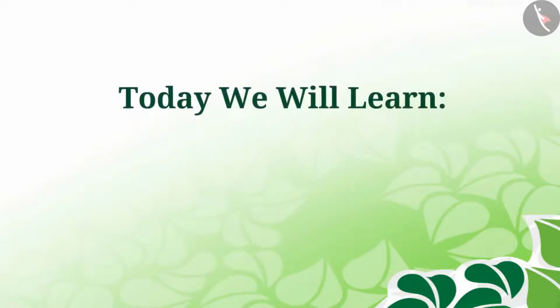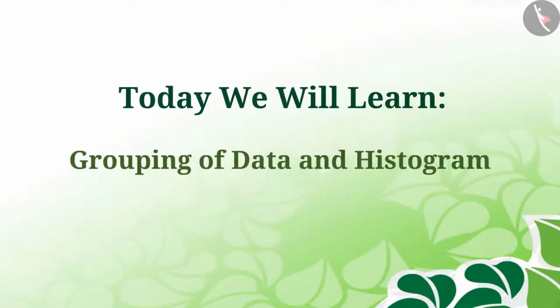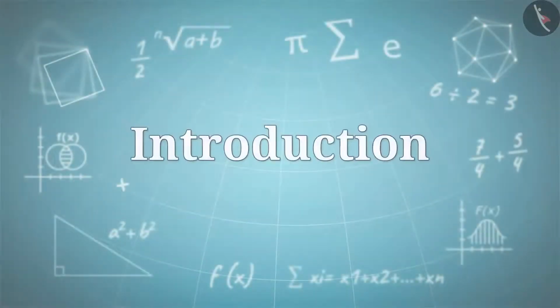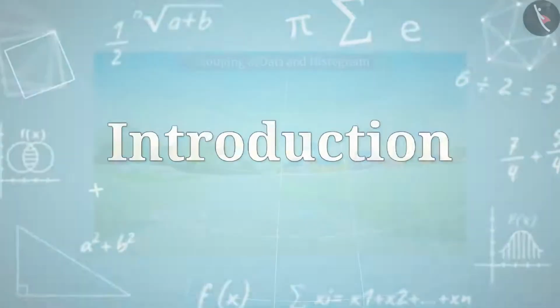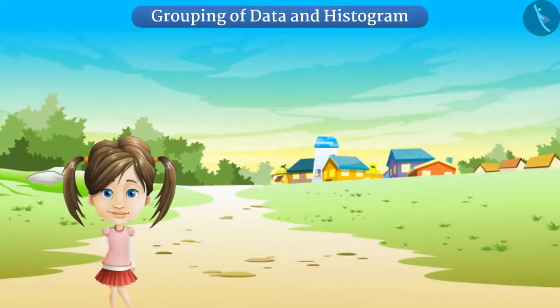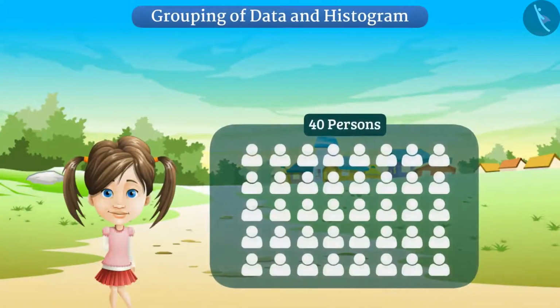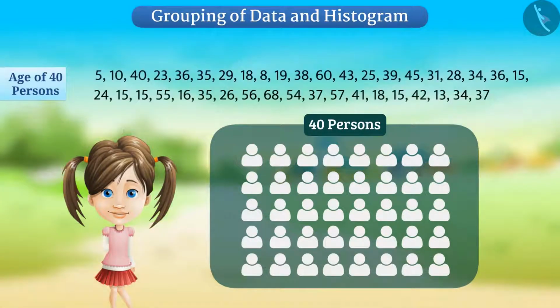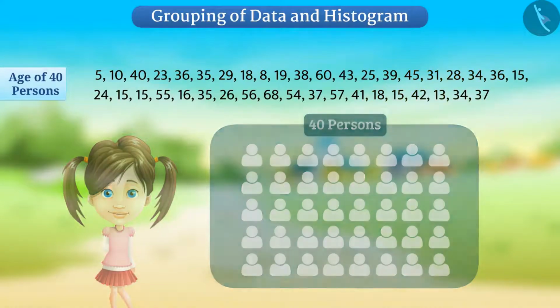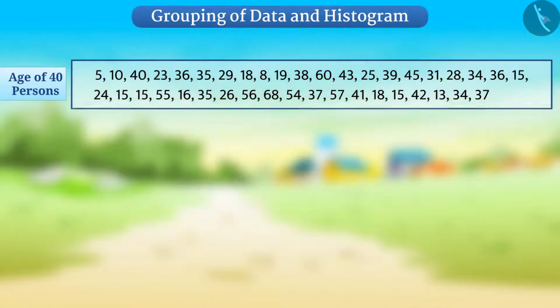Today we will learn grouping of data and histogram. Disha found the age of 40 persons living in her colony, from which she got the following numbers. Such a collection of numbers collected to get desired information is called data. Here, each number is an observation.